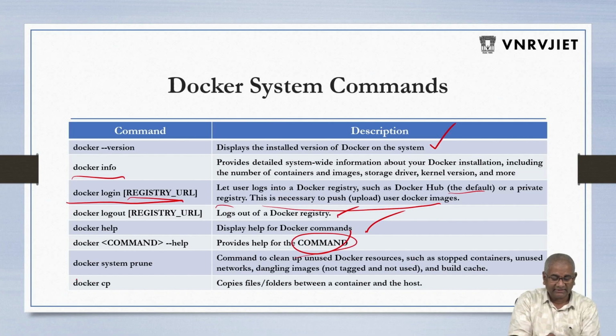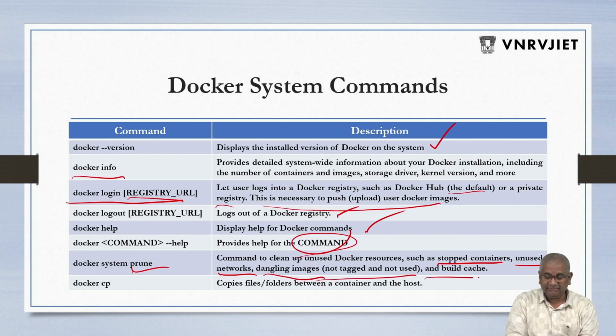The docker system prune command cleans up unused Docker resources such as stopped containers. This is very important. Also unused networks, dangling images (not tagged, not used), and build cache. So this is to clean up stuff. Docker system prune cleans up stuff which is hanging and things like that.